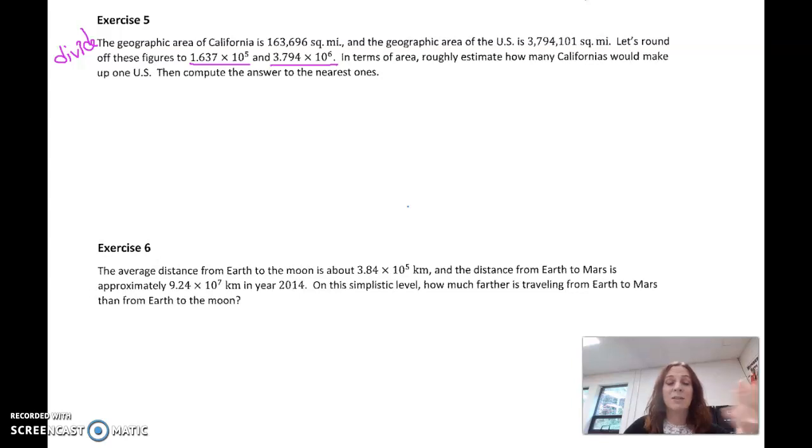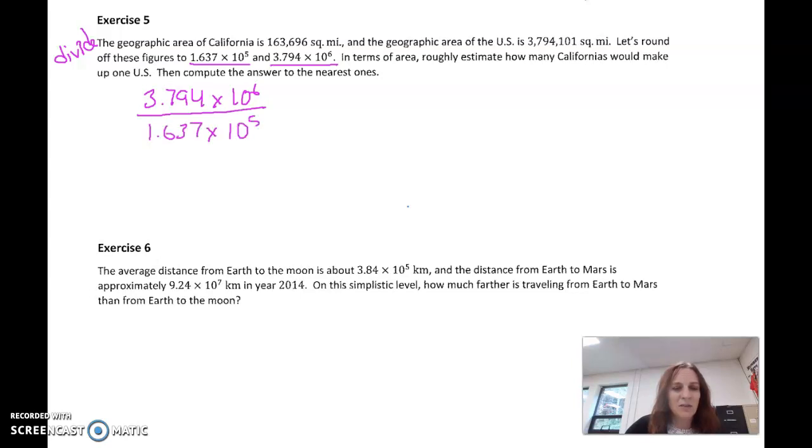I look at the exponents. This is bigger. So 3.794 times 10 to the 6th divided by 1.637 times 10 to the 5th. Okay. And as always, I'm going to break this up and take each part separately.